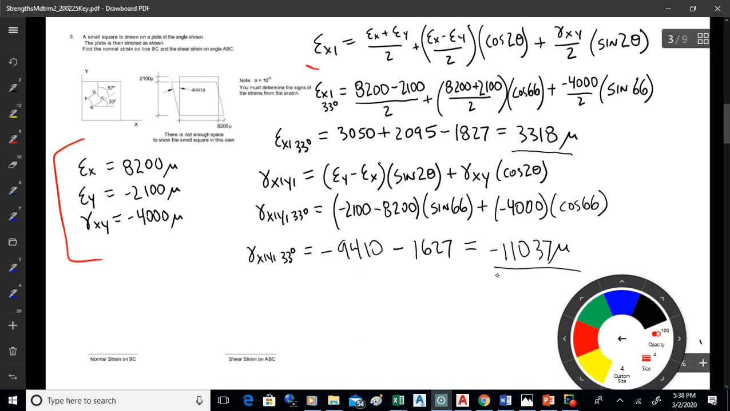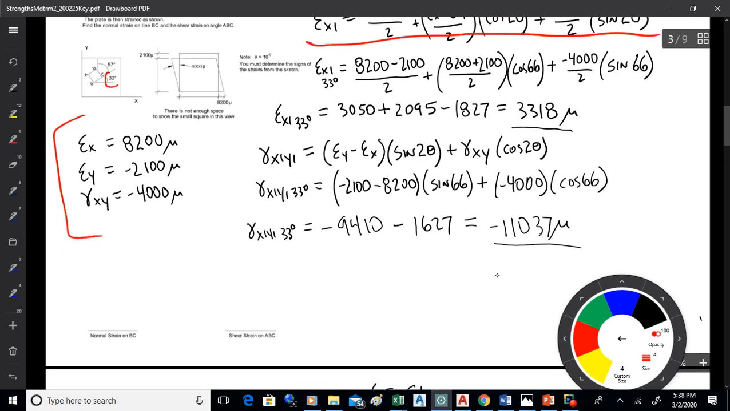You then just plug it into the biaxial strain equations. Now in both cases, you're going to use 33 degrees, both for the normal strain, which will get you 3,318, and the shear strain, which will get you negative 11,037, both of those times 10 to the minus 6.